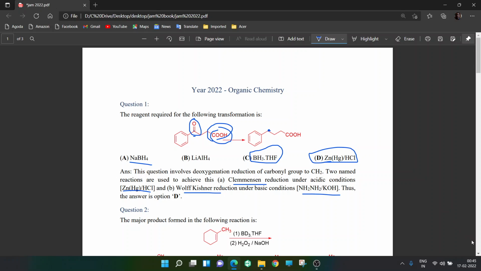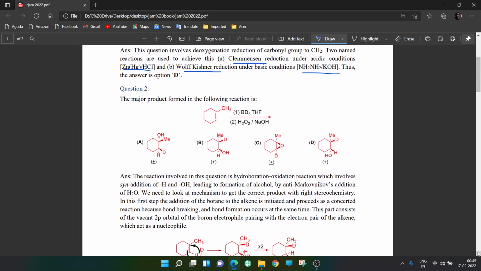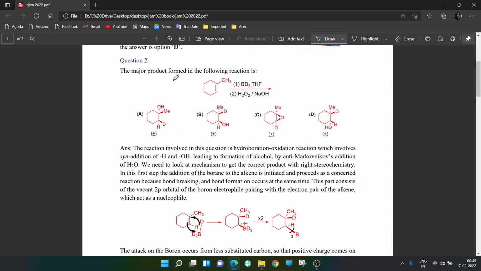Okay. Let's move ahead. The second question: the major product formed in the following reaction. So what you are doing is a hydroboration oxidation reaction. In hydroboration oxidation you convert an alkene into an alcohol. So you add basically hydrogen from BH3. Generally we use BH3, here they have used BD3, so hydrogen has been replaced with deuterium. In this overall reaction you add water across the double bond.